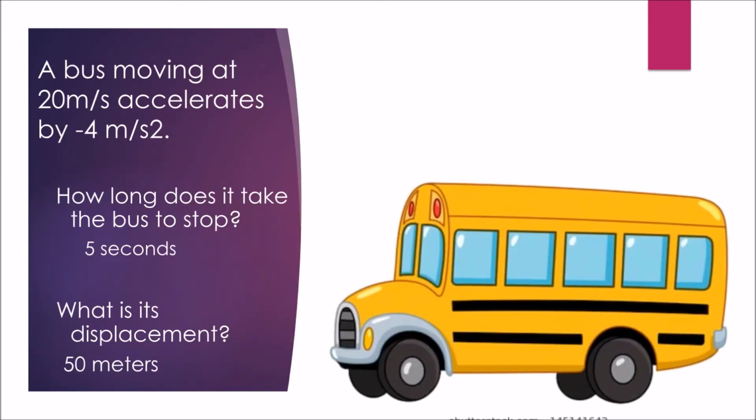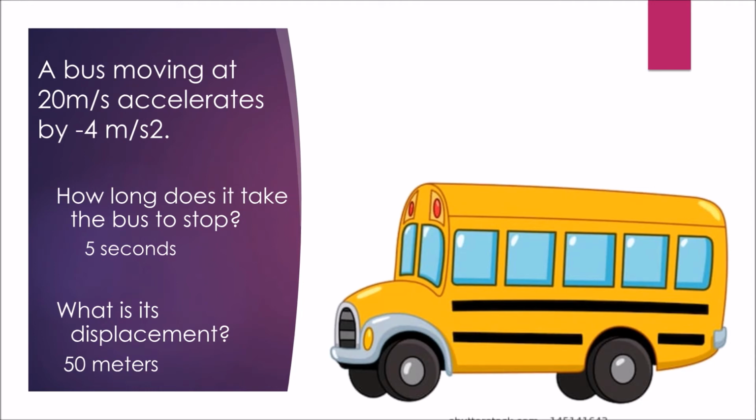A bus moving at 20 meters per second accelerates by negative 4 meters per second squared. How long does the bus take to stop? Using our delta V equals acceleration multiplied by time, we can solve for a time of 5 seconds.